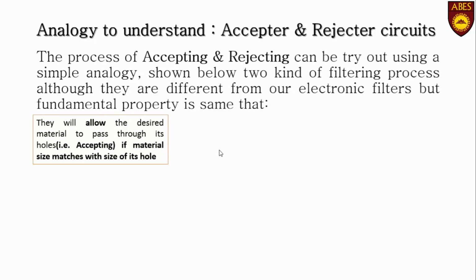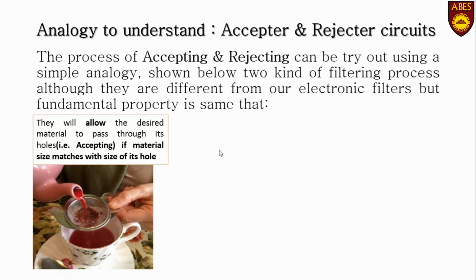First one is the process of accepting a particular material with the help of these filters. This filter will work as acceptor, but under the condition it will allow the desired material to pass through its holes if material size matches with the size of its hole. The desired material in this case is this liquid tea.